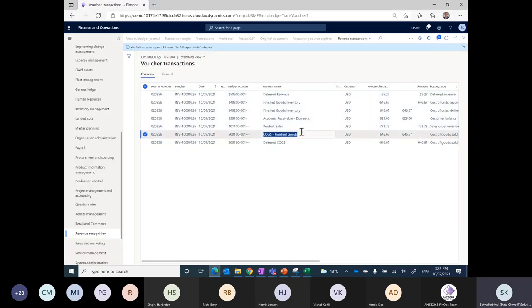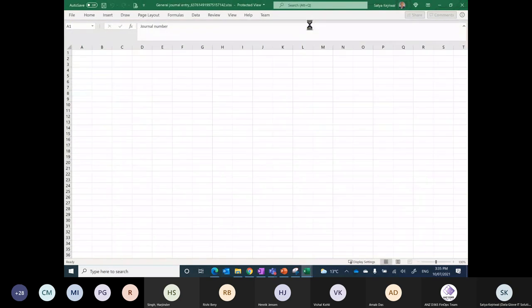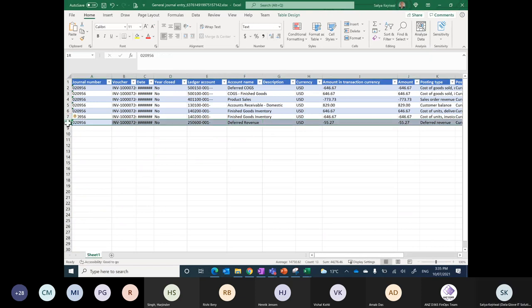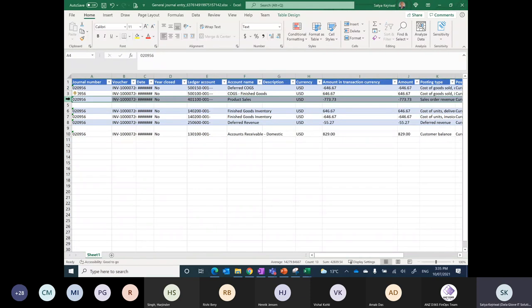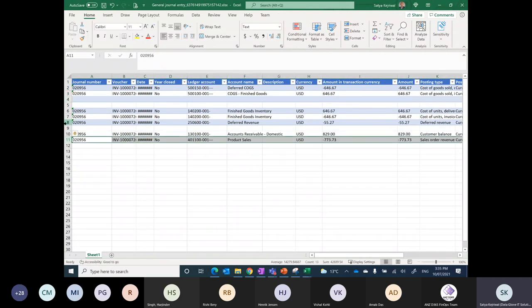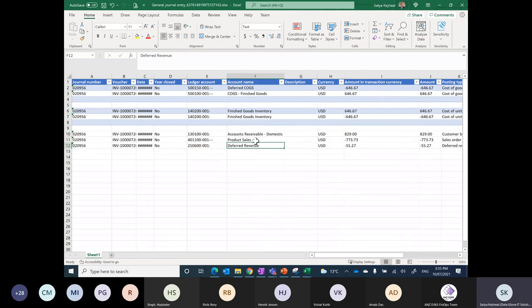I'll come back to our accounting. And let's open that Excel. All right, so deferred revenue, you can see what I'm charging to the customer, which is account receivable domestic. This is my AR side. And this is my product sale, which is the main coffee machine. And that's my services, my warranty. So you can see it's not hitting the revenue account, rather it goes to a deferred revenue, right? So that's the main concept of this whole module. That's the crux: this service is not going to a revenue account, it's a balance sheet account.